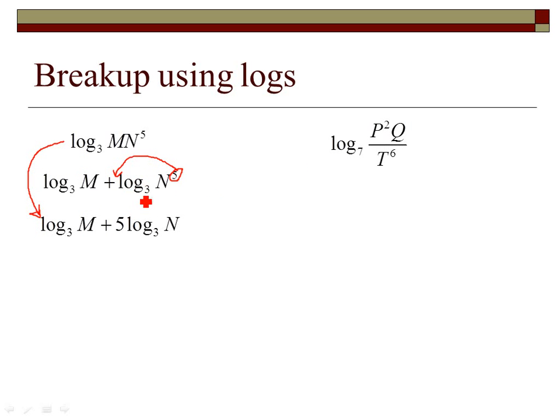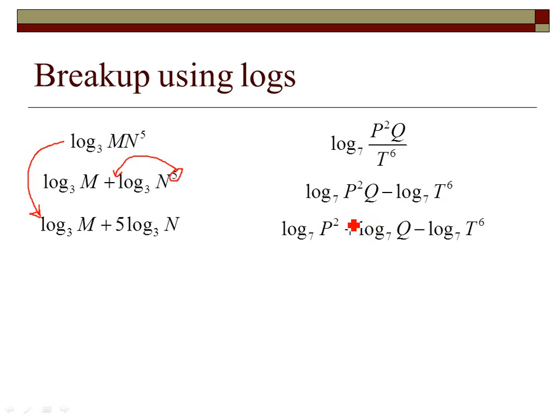Okay, let's look at one with a quotient. So I've got p squared times q over t to the sixth. Now I'm going to take an extra step because we have a division. So I'm just going to deal with the division first. When I divide quantities, I subtract their exponents. Now I've got a product here. When I multiply quantities, I add their exponents. Then I can take my exponents and move them out to the front. Again, a lot of you can kind of recognize these things and do this a little bit quicker.